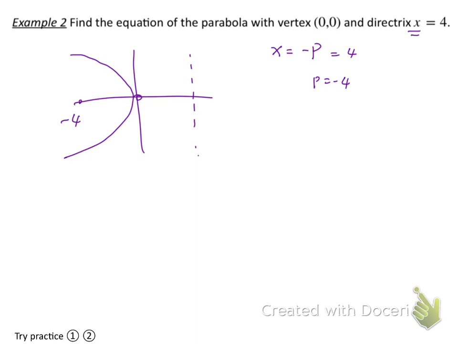And the variable in the directrix is the variable that is not squared. So we have y squared equals 4px, which will be y squared equals 4 times -4x, which is -16x. We'll draw the graph a little bit. This definitely is y squared equals 4px, right? Because it's sideways, it's y squared. Then you figure out x. Figure out the p. All right, now you can try practice number 1, number 2.